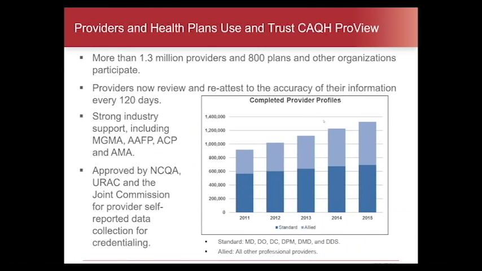Just to give you some sense of the breadth of the ProView solution and why CAQH has elected to leverage a directory maintenance solution off of that, it is currently being used by more than 1.3 million providers throughout the United States and more than 800 participating organizations, plans, hospitals, large provider groups, and other organization types use the system on a regular basis for provider data. The providers currently engage with that system on a regular basis. They are reminded to come back to it every 120 days to review and reattest that information. So they have become accustomed and have built into their workflows outreach from CAQH to update profile data already.